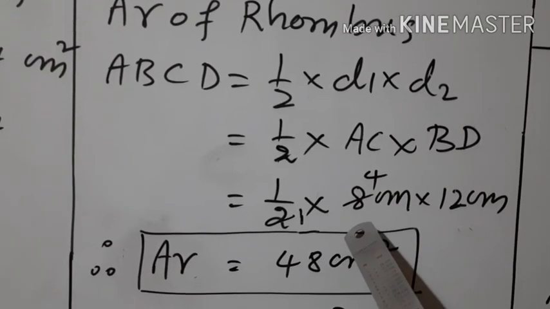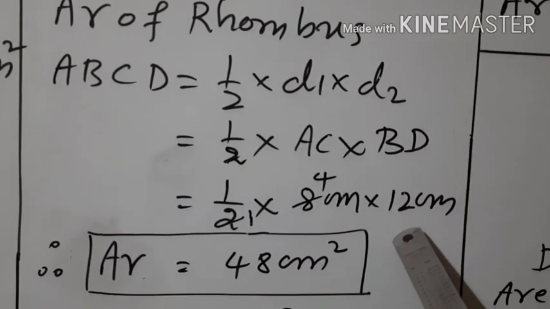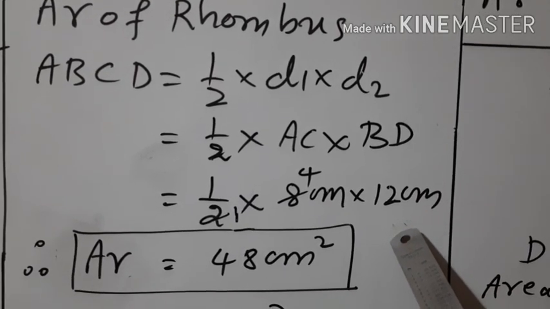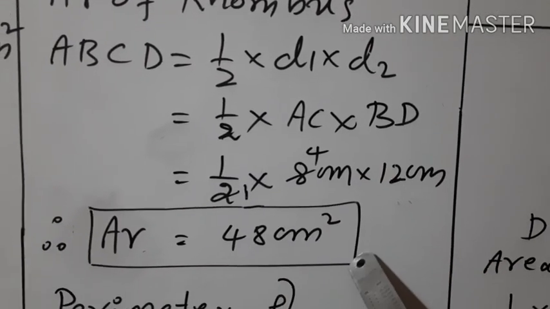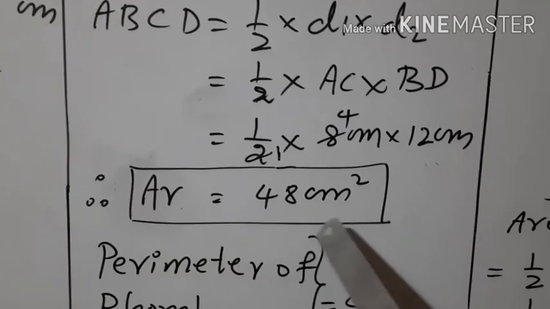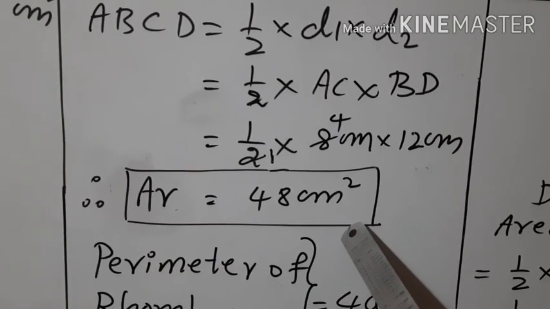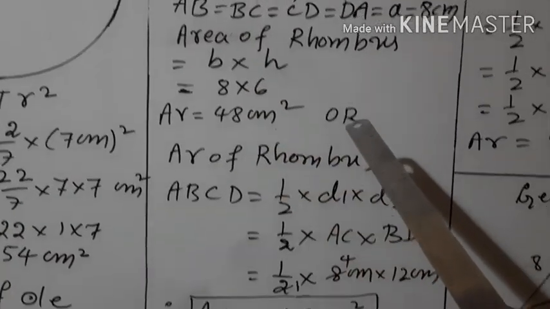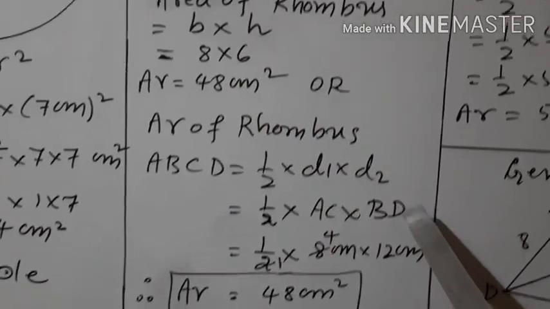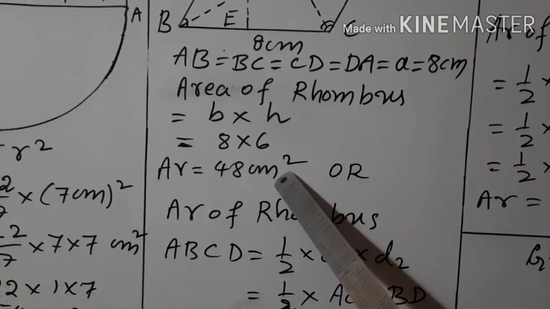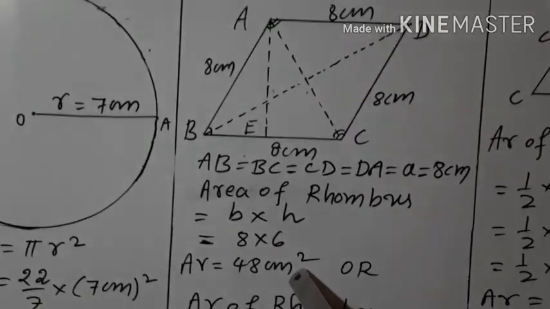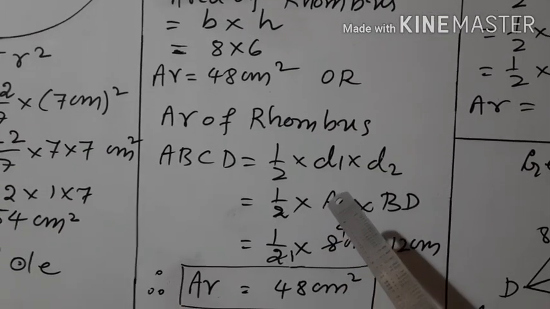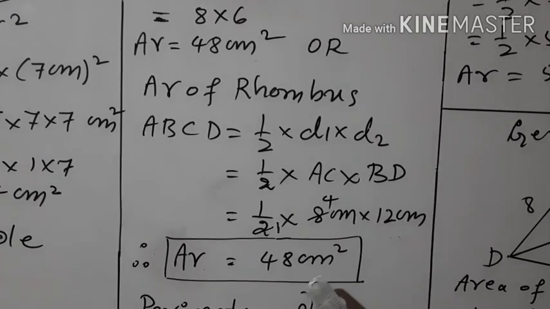Here, AC's length is 8 centimeter and BD's length is 12 centimeter. Now, 2 ones are 2, 2 sixes are 12, therefore 6 fours are 24... 2 fours are 8, 12 fours are 48 centimeter square. Thus, the area of the rhombus is 48 centimeter square, right? Irrespective of the formula, whether we use B into H or half into D1 into D2, the area of the rhombus remains the same. By using B into H we have 48 centimeter square, and by using half into D1 into D2 we have 48 centimeter square.